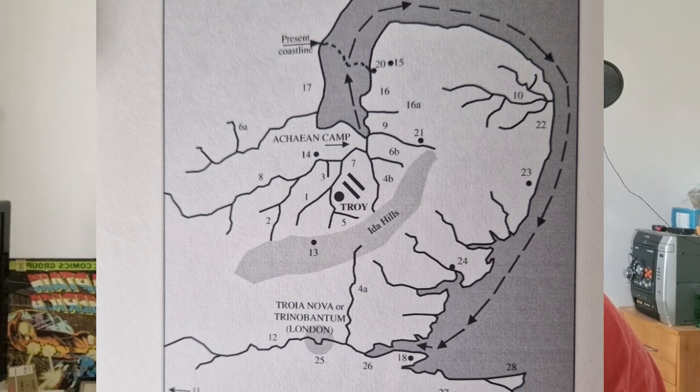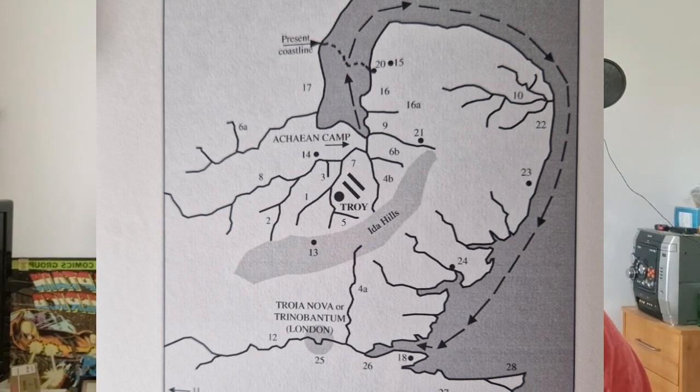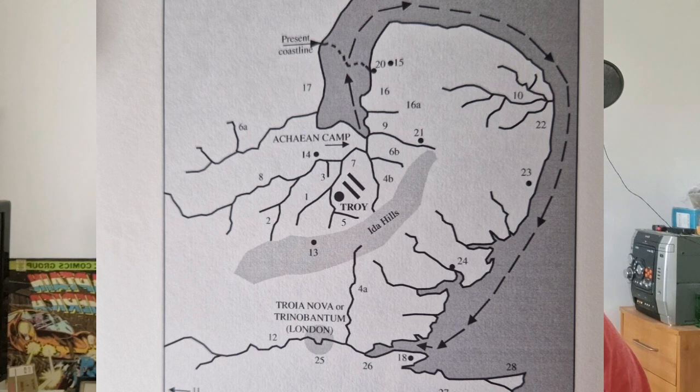8, Simois or Great Ouse, apologies. 9, Xanthus, which is Little Ouse. 10, Caicus, which is Yare. 11, Axius, which is Exe. And 12, Thymbris, which is the Thames. Apologies, I should have said there, the first word is the Greek name, as we know from the Iliad, and the second words were the modern day names of the rivers.